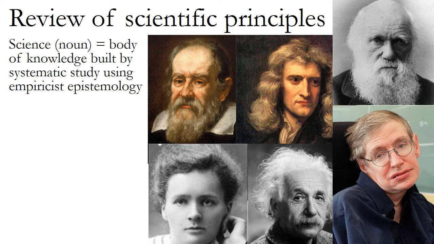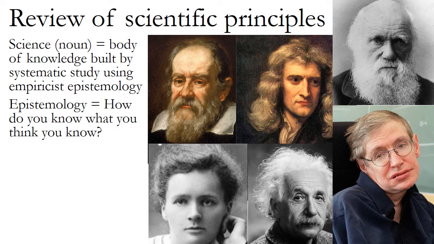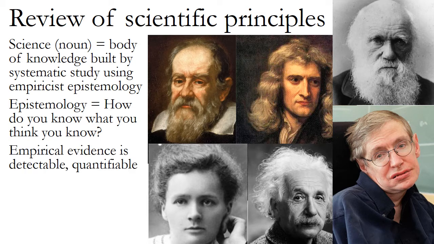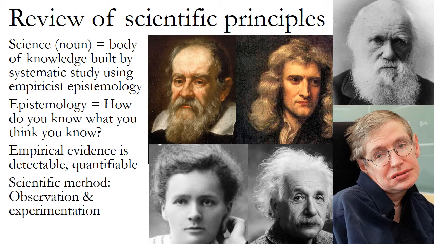So we've seen that science is a body of knowledge, a massive amount of information that we build systematically through empiricist epistemology. That is, how do we know what we think we know? Well, we use empiricism. That is, we're going to focus on detectable, quantifiable evidence that we can verify with our senses and count if necessary.